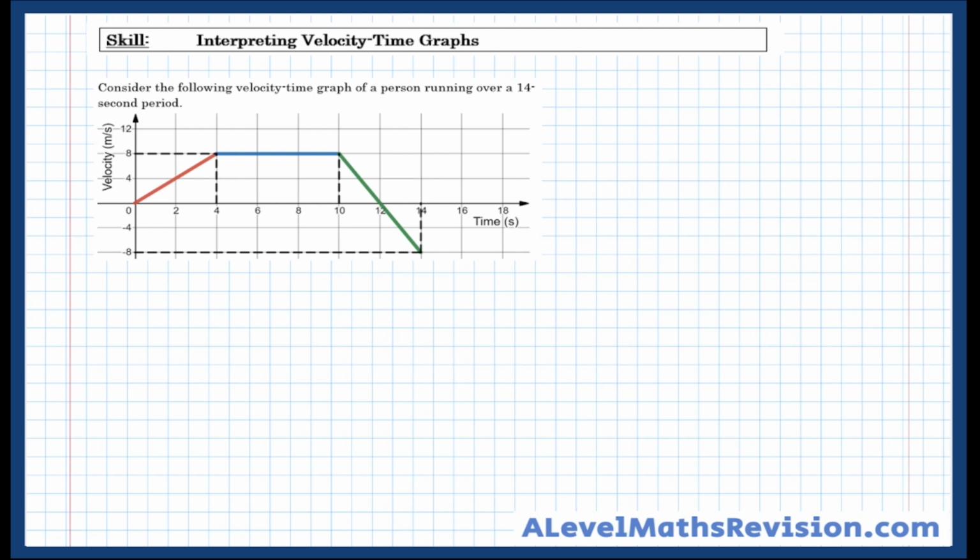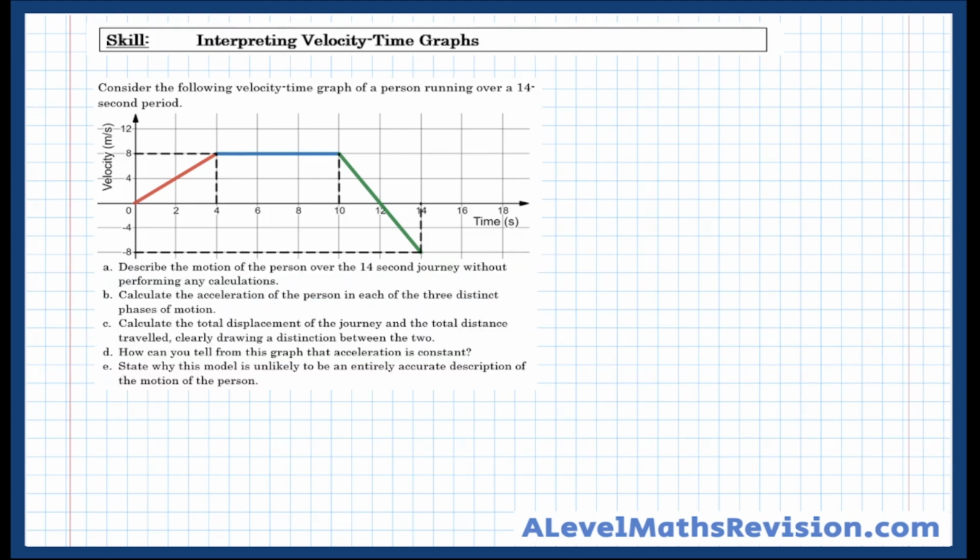So this tells us how fast a particle is moving and in what direction. It doesn't give us any direct information about the distance travelled. We have to work a little bit harder for that. So this graph here, and let's now put the questions up. In part A we're asked to describe the motion of the particle over the 14-second journey without performing any calculations. So part A, let's try that.